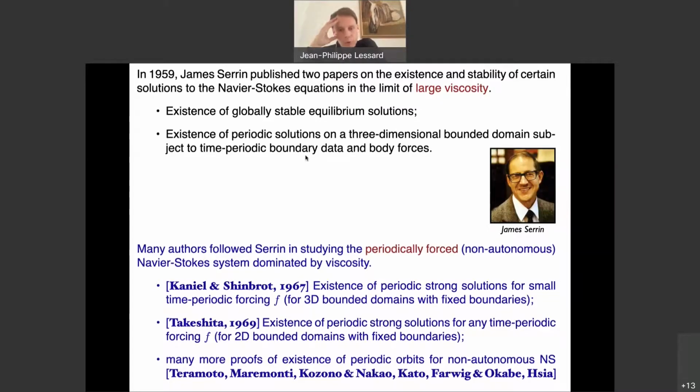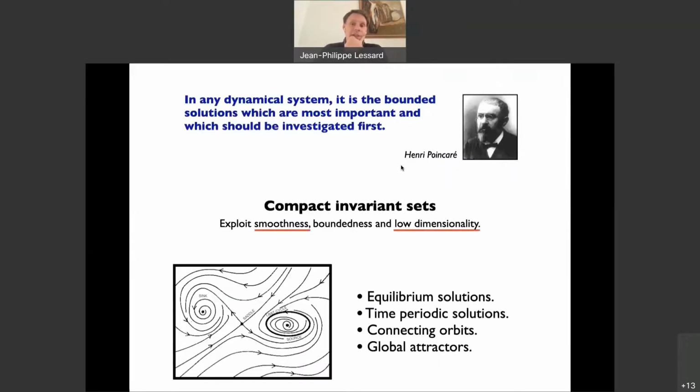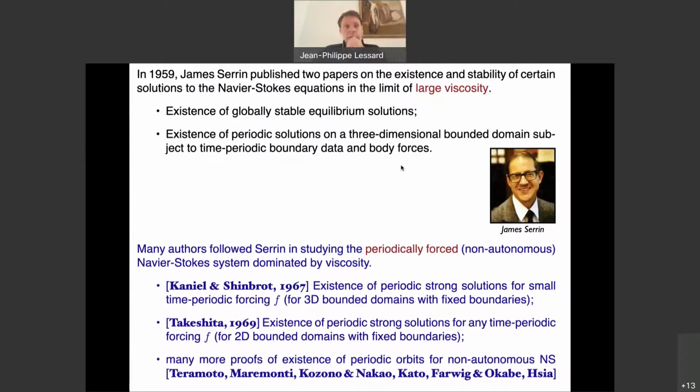After that very important work, a lot of people started to study periodically forced Navier-Stokes. If you go back to the equations of motion here, we have this external forcing term. You can think of the external forcing term here as being time periodic. It's as if you have a fluid and you exert some sort of periodic forcing. So it's very natural to think that the response to that periodic forcing, which will be time periodic, will lead to the existence of a time periodic motion in the fluid itself. That's the setup in which Serrin and then other people studied Navier-Stokes.